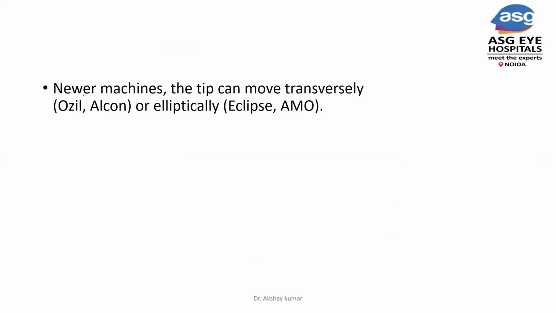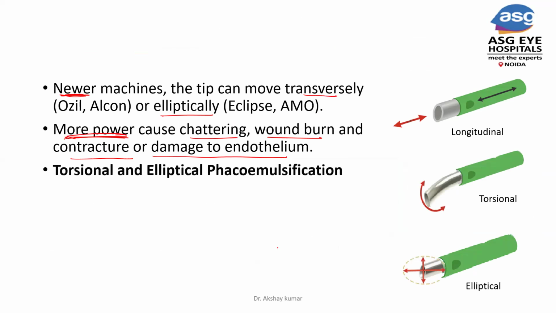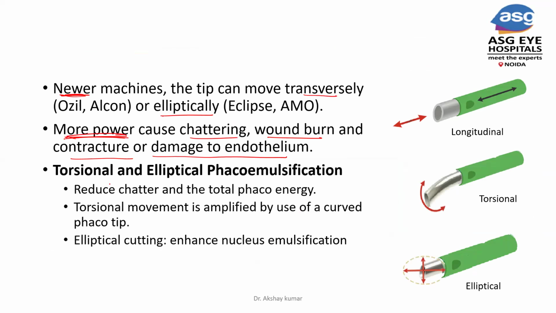So, as I also told previously, newer machines have transverse and elliptical movement also. Remember this point: sometimes more power causes chattering, wound burn, and contracture or damage to the endothelium. So the torsional and elliptical phacoemulsification reduce the chattering, reduce the total phaco energy, and torsional movement is amplified with the use of a curved phaco tip. And the elliptical cutting enhances the nucleus emulsification.